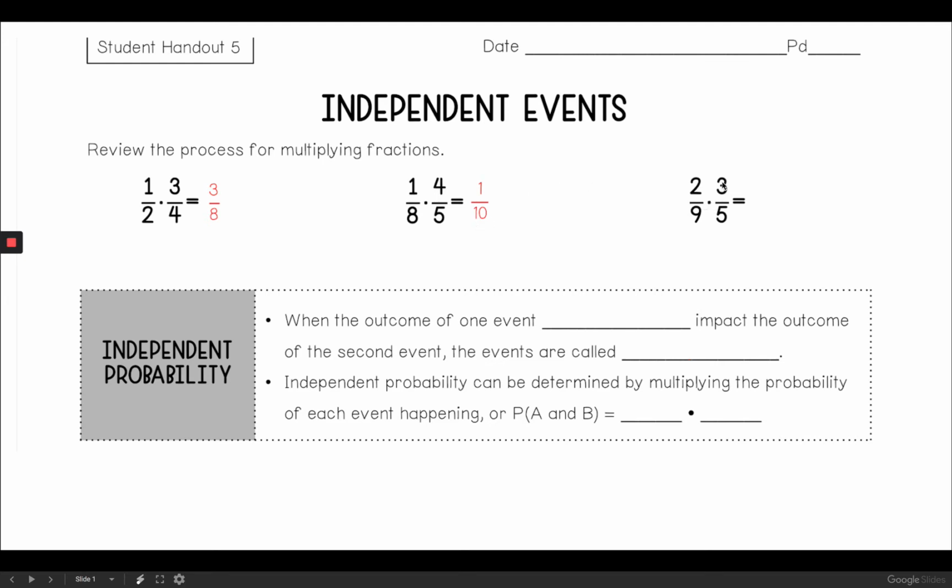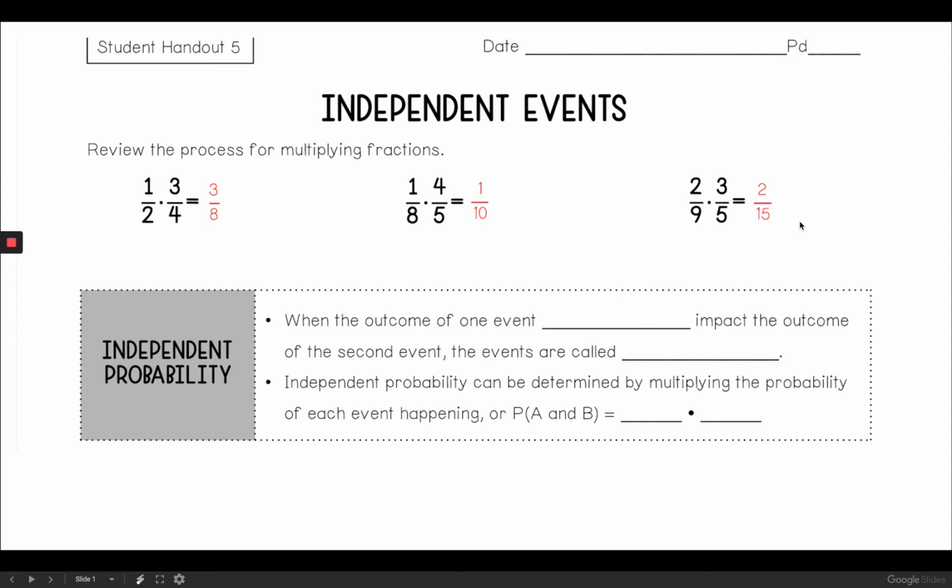Same thing with this one. 1 and 3 can reduce, or sorry, not 1 and 3. 3 and 9 can reduce, and 3 goes into 9 3 times, so that would turn into a 1. This would turn into a 3. 2 times 1 is 2. 3 times 5 is 15. So then we would go ahead and get 2/15 as an answer there.